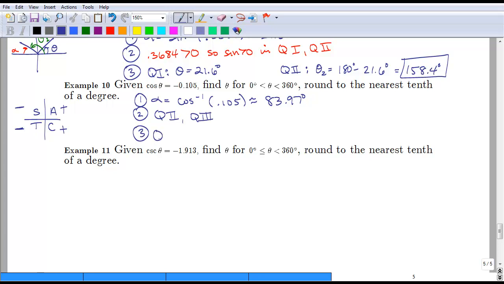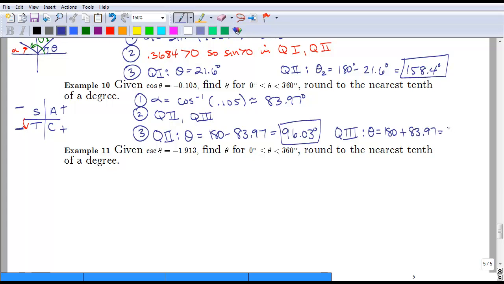And so then our third step, in quadrant 2, we have an angle of theta is equal to, again, we're coming back off of 180, so it's going to be 180 minus 83.97, which was our 96.03 that we saw on the calculator. And in quadrant 3, we're coming forward off of 180. So in quadrant 3, we're actually going to have 180 plus our 83.97, which is going to come out to be 263.97 degrees.